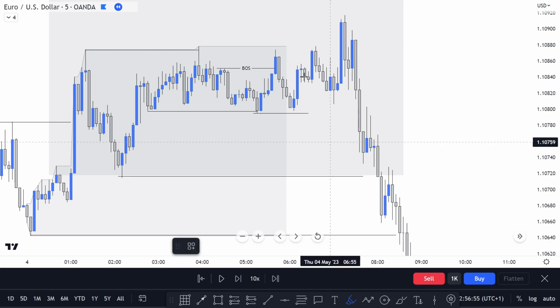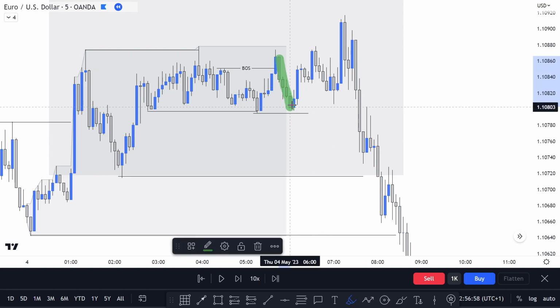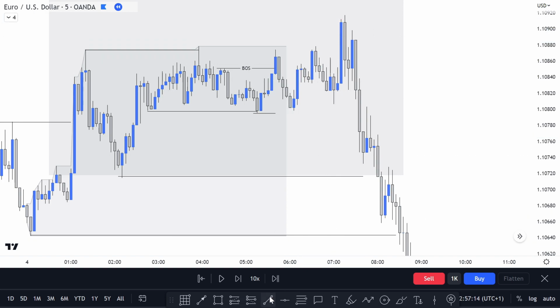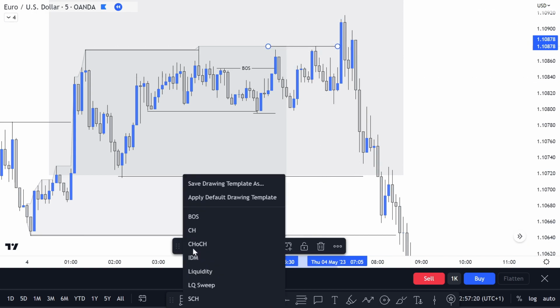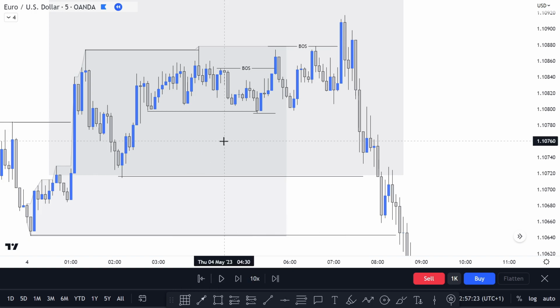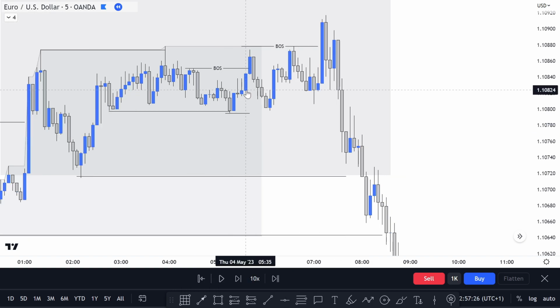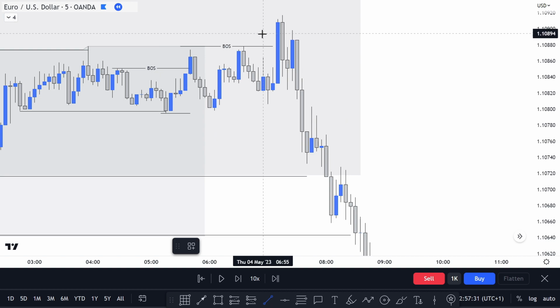But what happened? Price came down and pushed up, failing to break this low. In other words, this change of character never happened. And what happened? Price pushed up again, breaking a recent high, which is this high, which means we have our BOS. So automatically our change of character will shift from this zone. So we have our high probability change of character here.